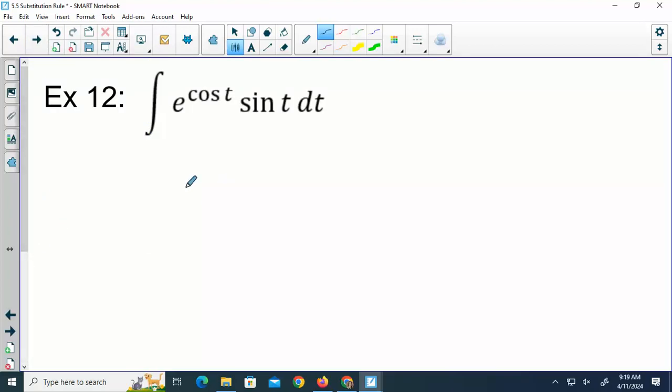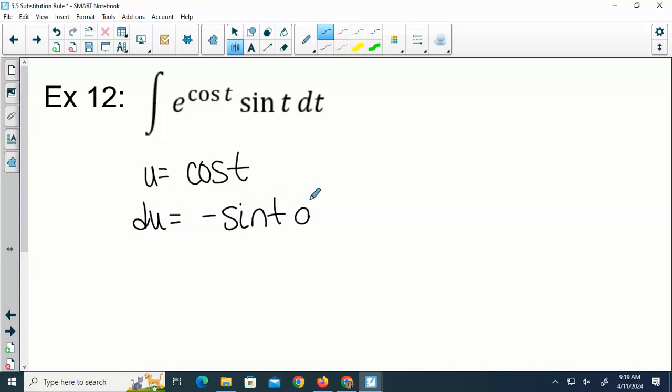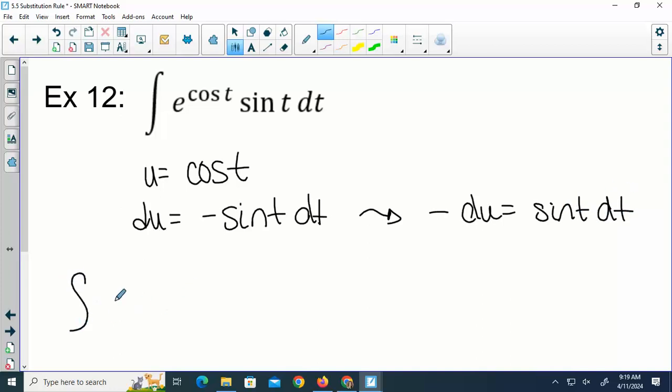Looking at this one, what is our u? So our variable is t, so u should be something with a t in it. Cosine t, because that's the exponent, so that's like our inside. du, derivative of cosine is sine t dt. We don't need the negative, so we can divide that over. So we get the integral of e to the u times a negative du, so negative e to the u du.